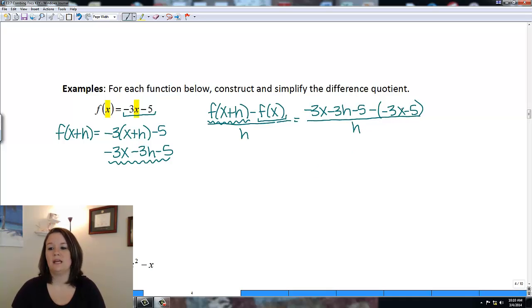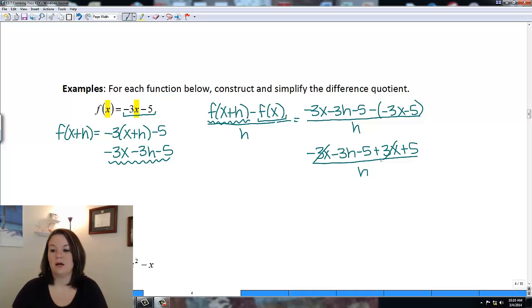I'm going to distribute this negative and combine like terms. So I get negative 3x minus 3h minus 5. When I distribute that negative, I get positive 3x, positive 5 all over h. Okay? And notice now I have opposites. Negative 3x and positive 3x combine to 0. Negative 5 and positive 5 combine to 0, which leaves me with negative 3h over h. And then I can just reduce my h's, which leaves me with negative 3.